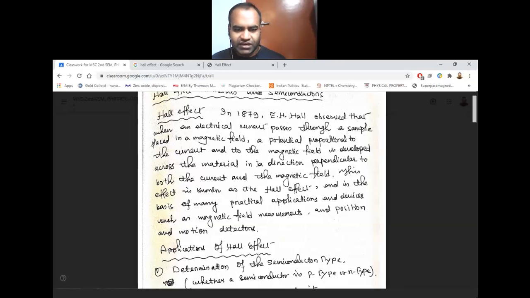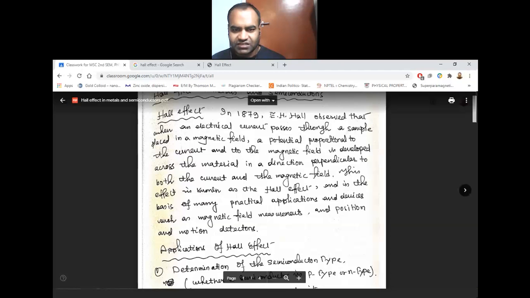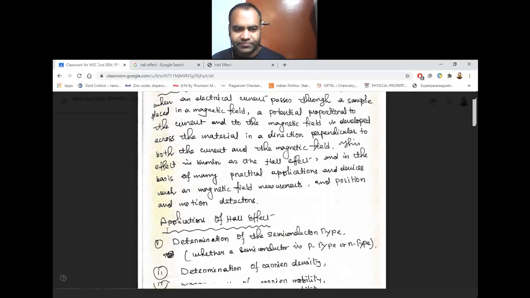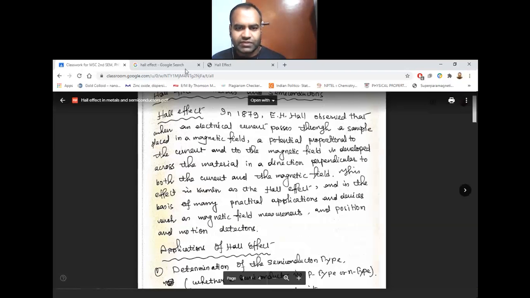One more thing is that this potential which will be generated is perpendicular to both the current and the magnetic field. This is also one thing you have to remember here. This effect is known as the Hall effect. Hall is just after the name of the scientist who worked on it, and it is the basis of many practical applications and devices such as magnetic field measurements and position and motion detectors.